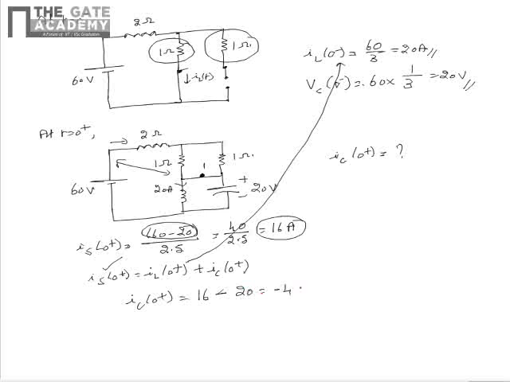Which upon simplification becomes minus 4 ampere. From this we can see that the current through the capacitor at t equal to 0 plus, that is IC of 0 plus, can be obtained as minus 4 ampere using the properties of the inductor and capacitor during the transient nature. Hence the correct option is C.